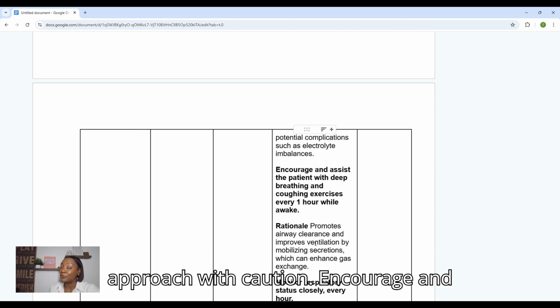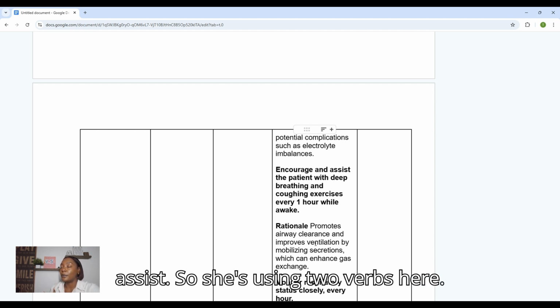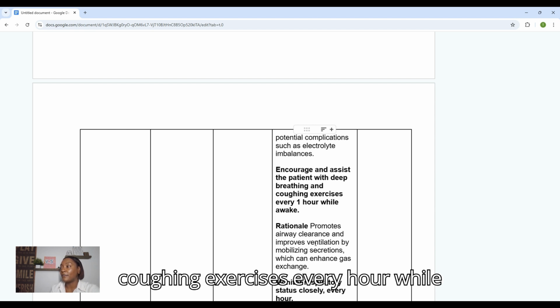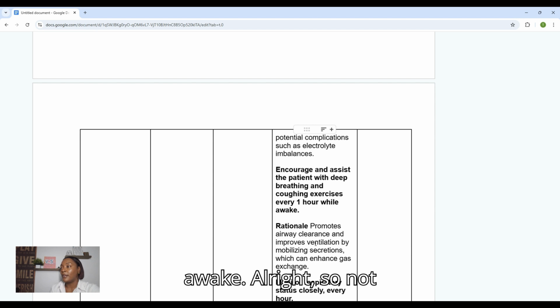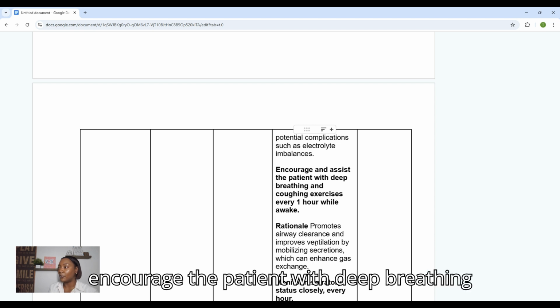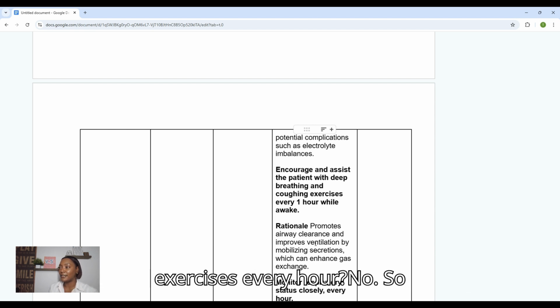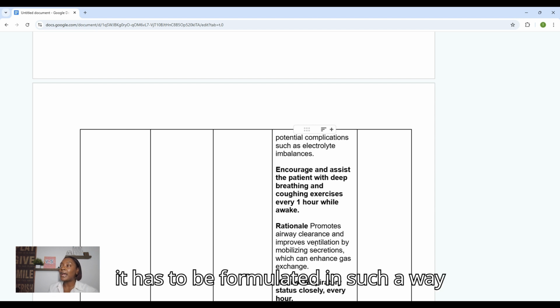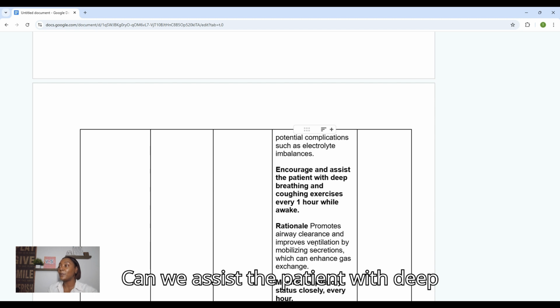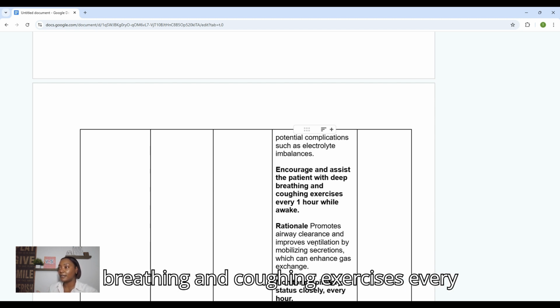But approach with caution. Encourage and assist. So she's using two verbs here. The patient with deep breathing and coughing exercises every hour while awake. All right. So not only is she going to encourage, can the intervention stand alone with encourage? For example, can we say encourage the patient with deep breathing exercises every hour? No. So it has to be formulated in such a way that both verbs apply. Can we assist the patient with deep breathing and coughing exercises every hour?